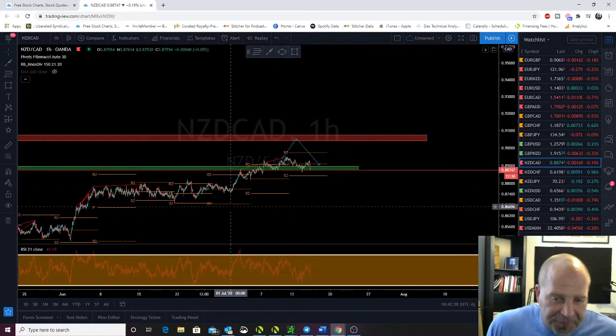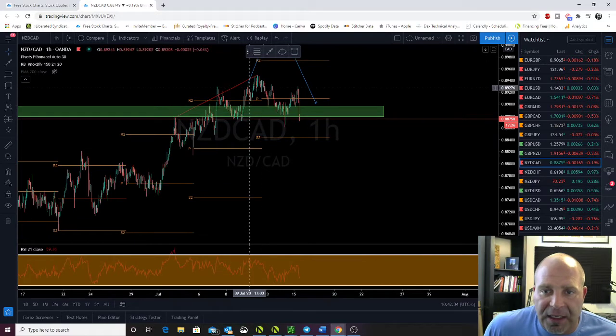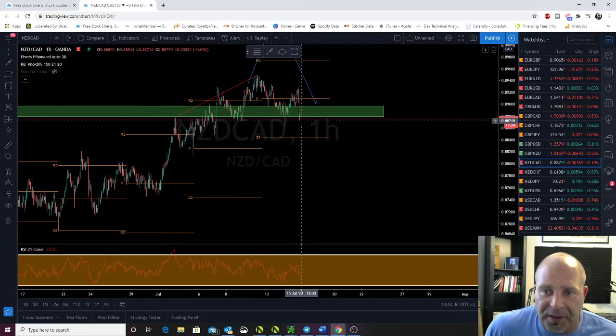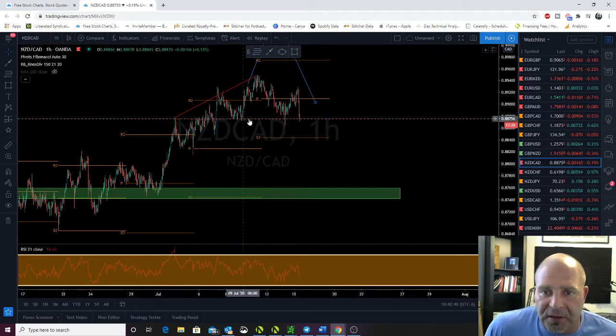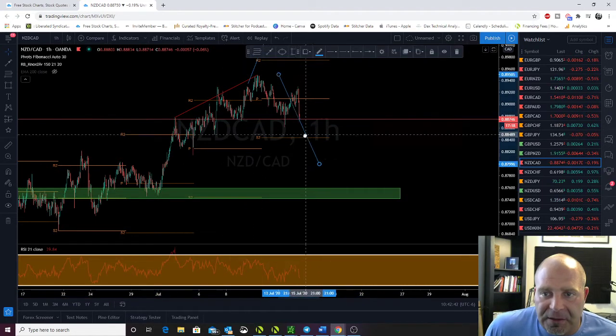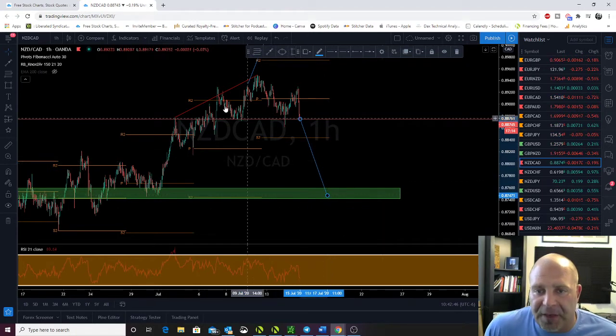But if we zoom in, guys, we could probably see a pretty good head and shoulders pattern forming, right? And we're testing that neckline right now. So if we break that neckline, I'd be bearish from there.